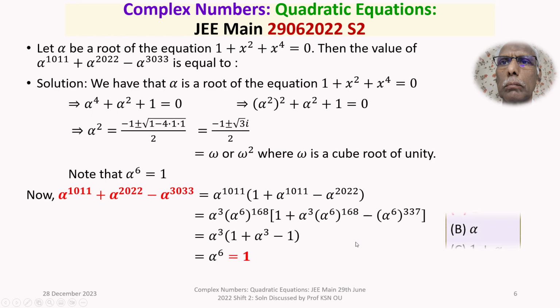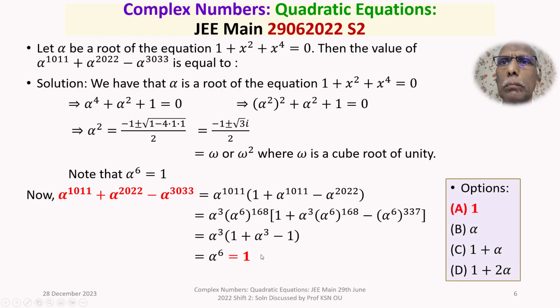Let's look at our options. The answer 1 appears against option A. Therefore, the answer to this question is option A. That is the detailed discussion of the solution of the problem from the section quadratic equations. It is a very simple and straightforward question.